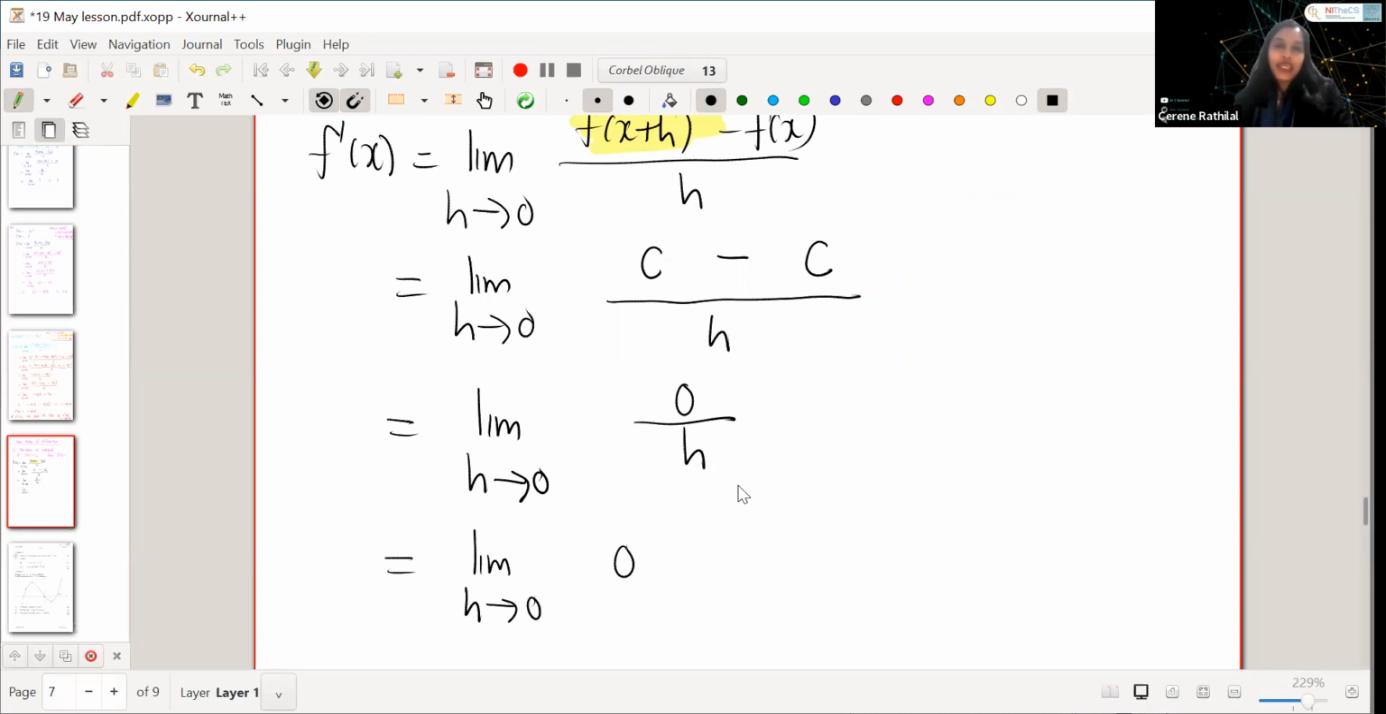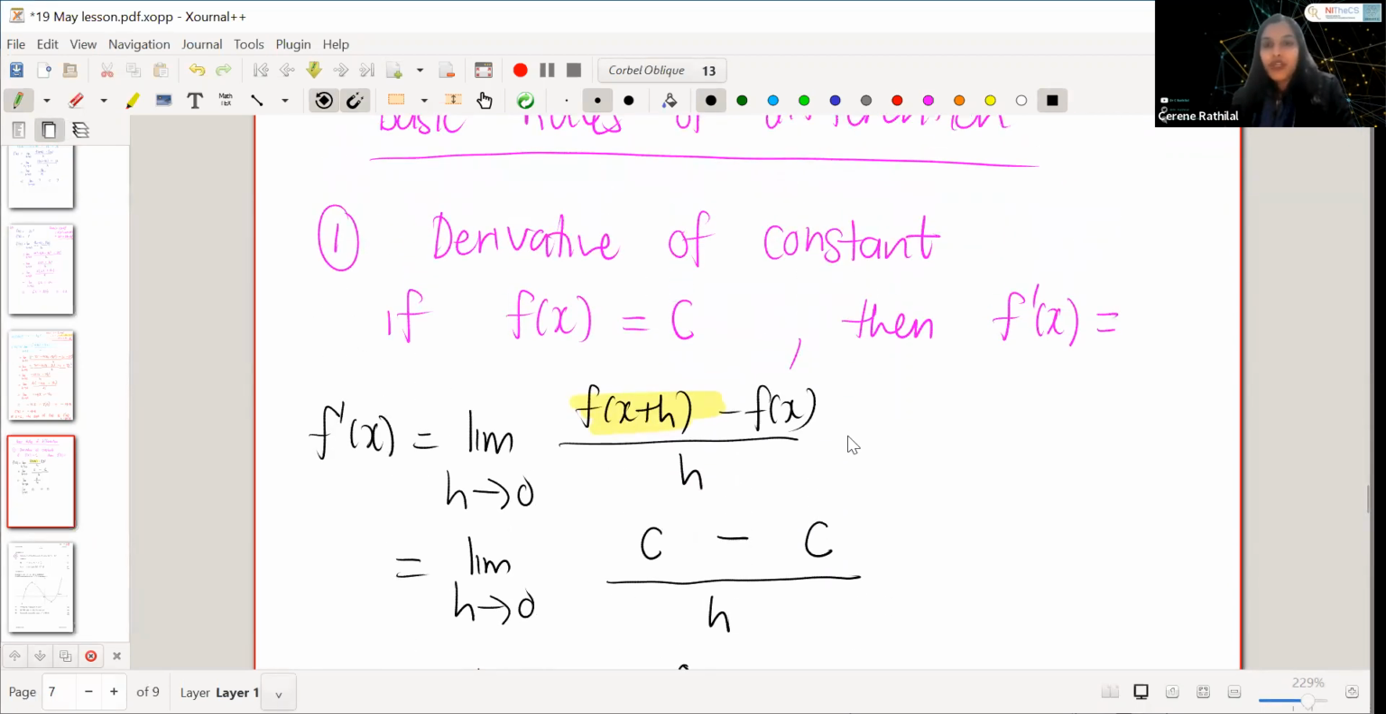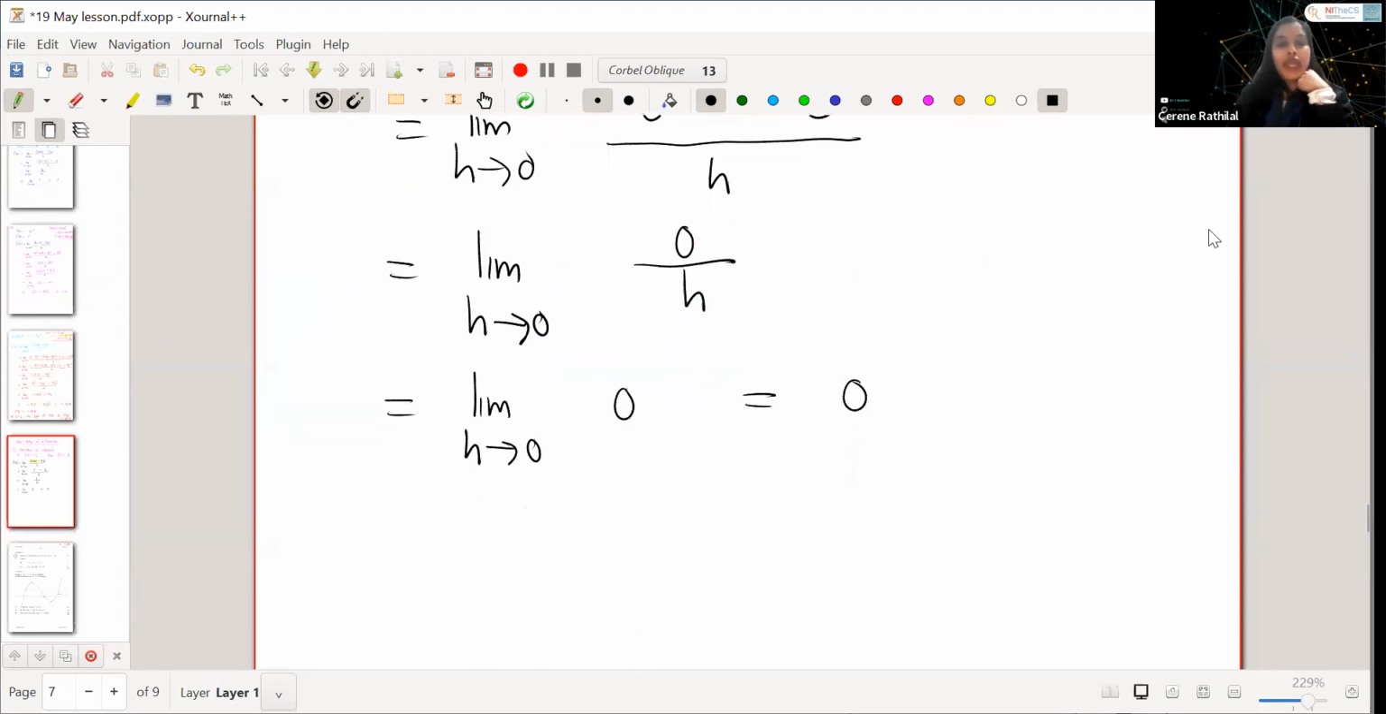0 is a constant. And as I had explained to you earlier, when you're taking the limit of a constant, the answer is 0. Sorry, the answer is the constant. And here the constant in particular was 0. So therefore the answer is 0. So we have seen from first principles that the derivative of a constant is 0. And that's a very nice rule to have on hand.